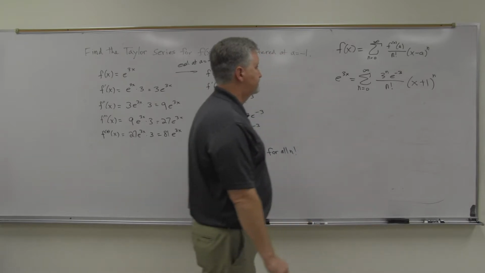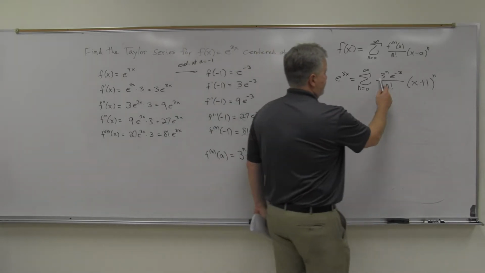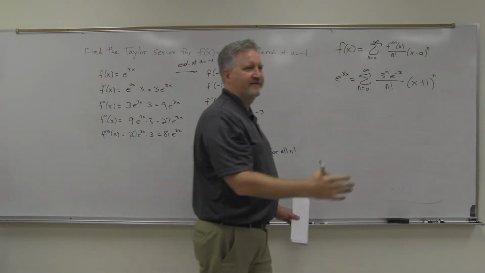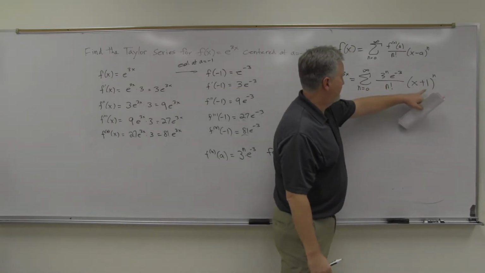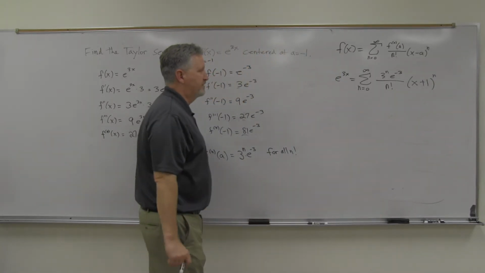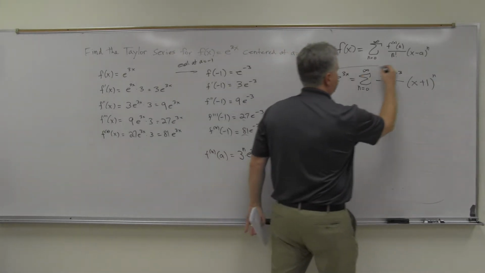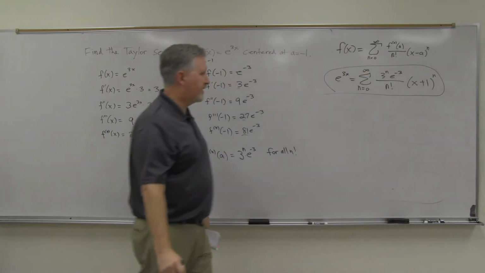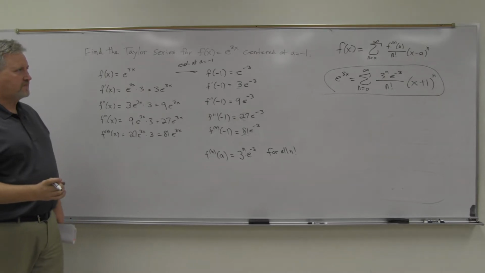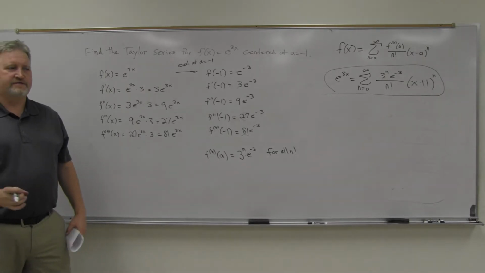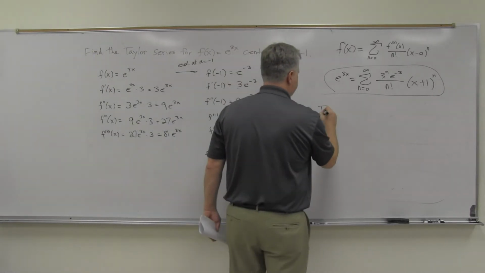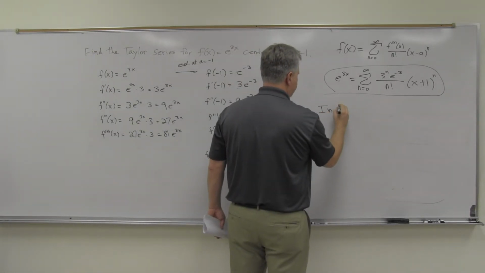One thing they might do, since both of these are to the nth power, is combine them as 3x plus 3 to the nth. They may do that. I don't know if we do that or not, but be aware. Now, the other part to this is the radius of convergence, or interval of convergence.